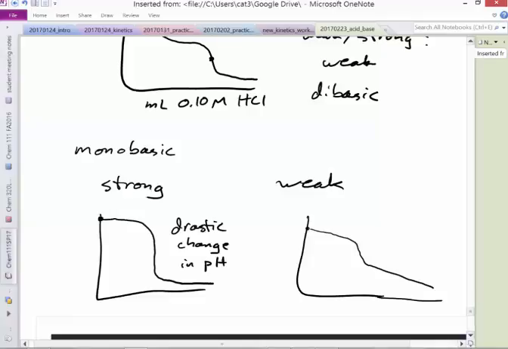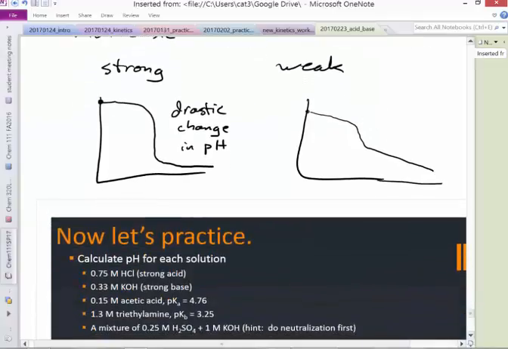Weak versus strong. Monobasic. Why do I know these are monobasic? There's only one equivalence point. You guys got it. That question we asked of what is the base is critical. And here's why.